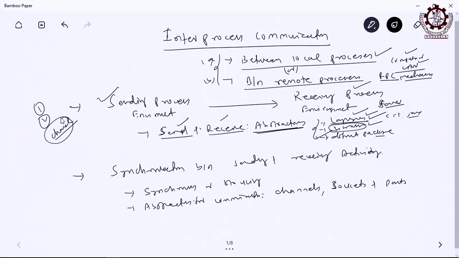So, this set of abstractions is usually implemented on top of the network layer. If you recall the OSI reference model, we have the physical layer, then we have the data link layer, we have the network layer, we have the transport layer.